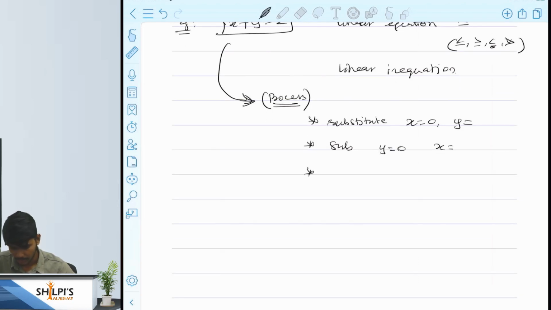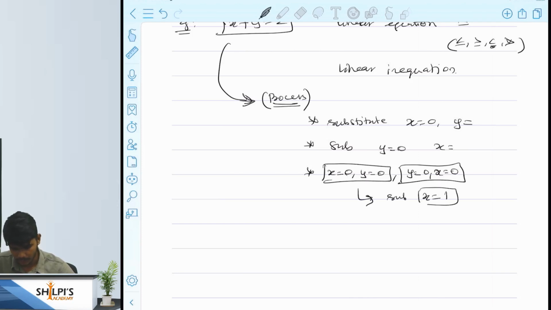Sometimes you can see a situation where I substituted x equal to 0 and I get y equal to 0. If you do the reverse now, again you will get x equal to 0. Okay, in this situation what you need to do is substitute any small value for x, say 1, and you can get the value for y.